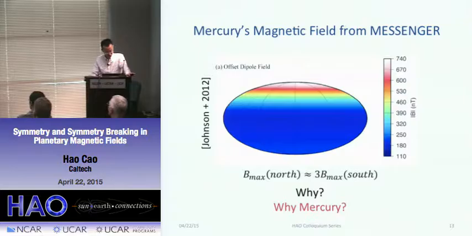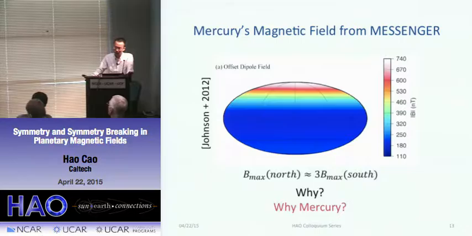Mercury is a tiny planet. And if it's not orbiting the sun, we probably won't call it a planet. So this is the data I'm talking about. From the MESSENGER orbital measurements, both from the magnetometer measurement and also from the electron pitch angle measurement, we discovered that the magnetic field on the surface of Mercury is actually quite different across the two hemispheres.